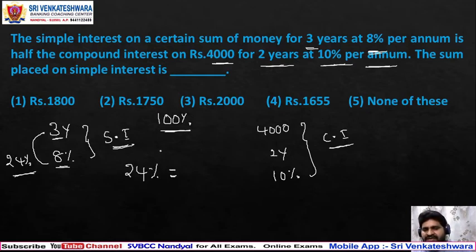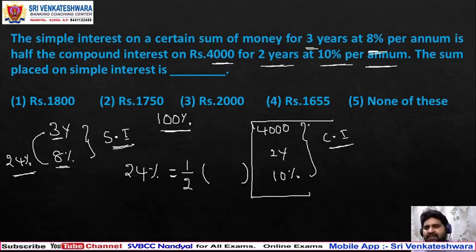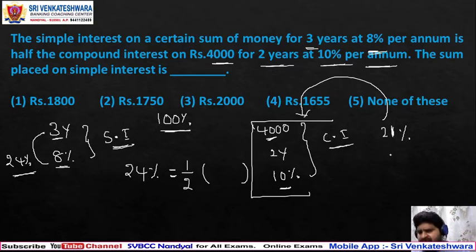That 24% you get in the simple interest case will be half of whatever compound interest amount I get in the second case. So for 2 years at a rate of 10%, 10% if I do it 2 times, I'll get 21%. You have done that in a lot of examples. 10 plus 10 plus 10 divided by 100. So 21% on 4,000 is the compound interest. 21% means each 1% is 40, so 21 into 40 is 840.